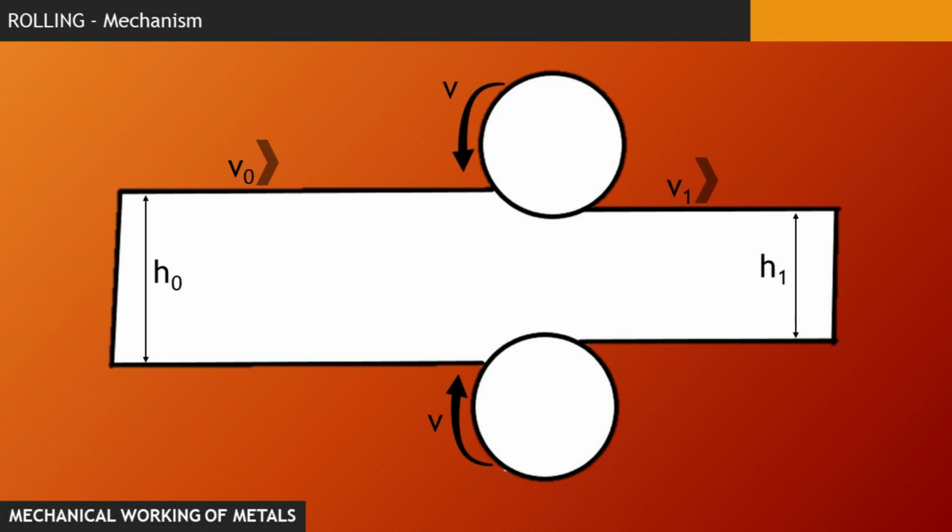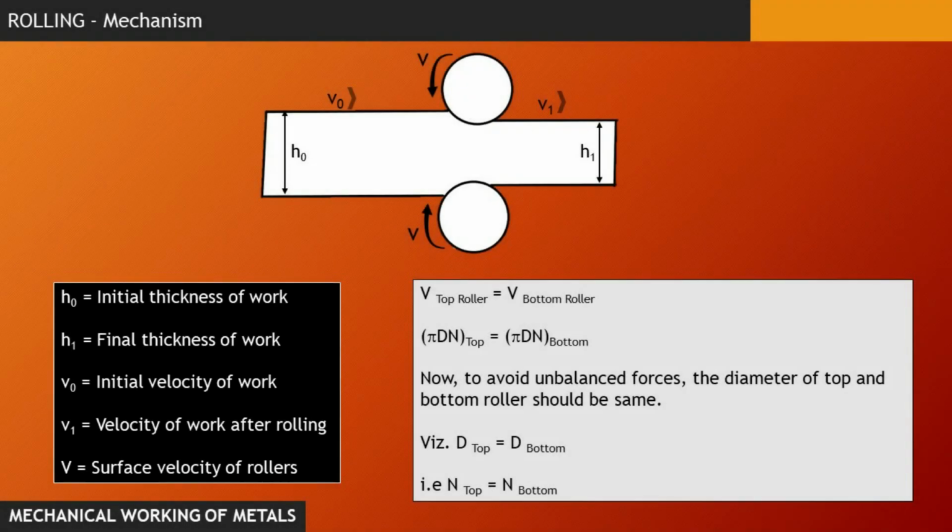Now, let's suppose H0 is the initial thickness of the work, H1 is the final thickness, V0 is the velocity of approach of the work, and V1 is the velocity of the work after rolling, and V is the surface velocity of the rollers.